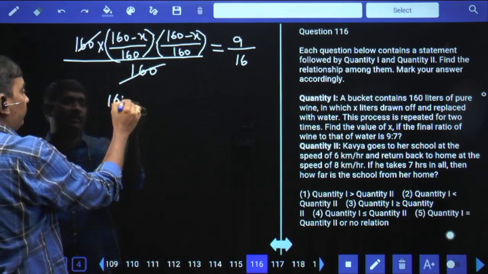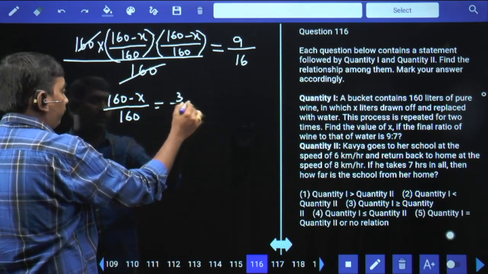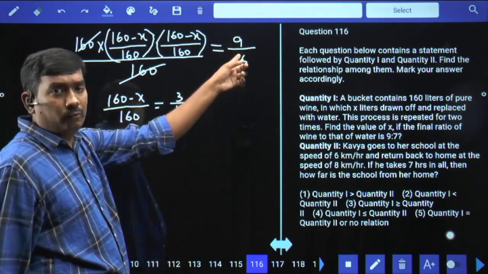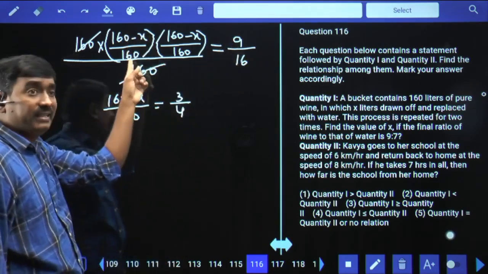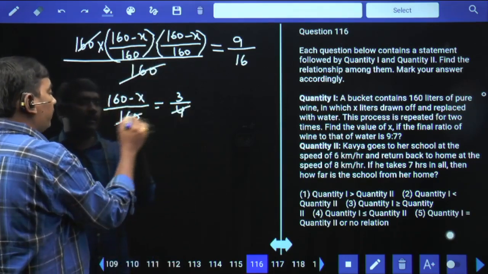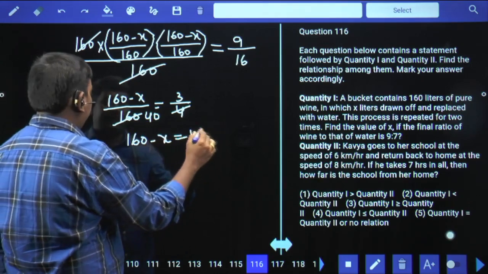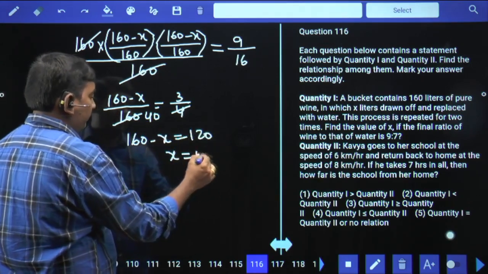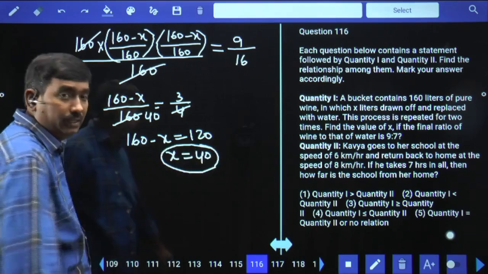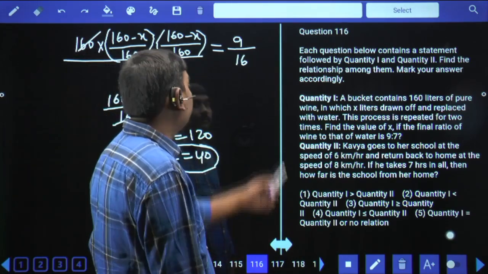160 will get cancelled. So 160 minus X by 160 whole square is equal to 9 by 16, so 160 minus X by 160 is equal to 3 by 4. The square will get cancelled. 160 minus X is equal to 120. So X is equal to 40 liters of wine taken out. X value is 40.